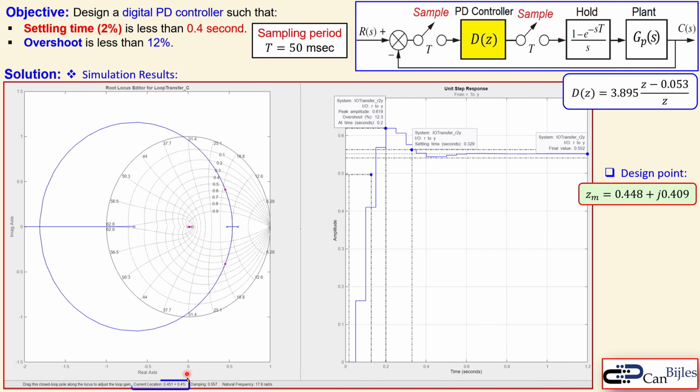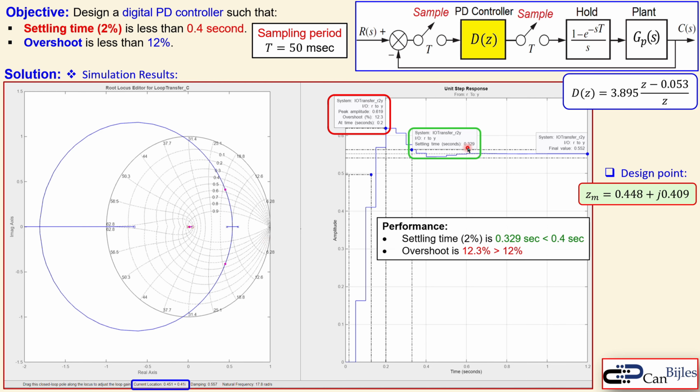Let's first look at the design point here, the current location of these closed loop poles, which is 0.451, and the imaginary value is 0.41. And we have here 0.448 plus j 0.409. So very close to what we have actually estimated or calculated. So this is a very nice result. But looking now at the unit step response, we see the following: the settling time and the overshoot. The performance is shown here. That is 0.329 seconds for the settling time, which is smaller than 0.4, so that is fine.